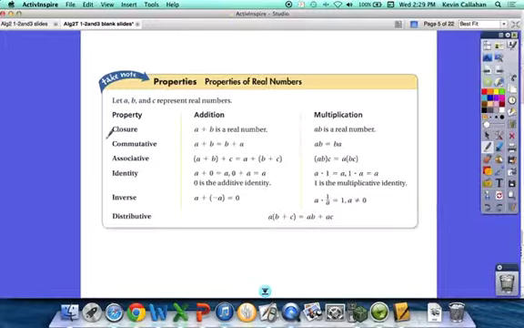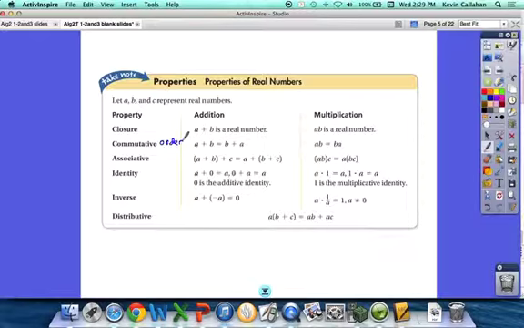Would commutative property also hold for subtraction? No. Give me an example where it does not work. 3 minus 2 is 1, 2 minus 3 is -1, not equal, right? So this property wouldn't hold for subtraction. It's just for addition and for multiplication, right? So again, commutative property is order.